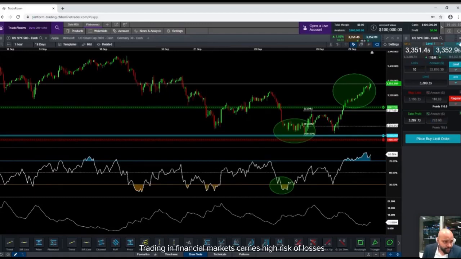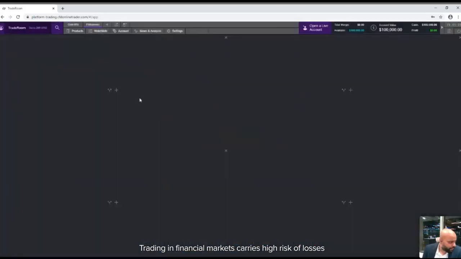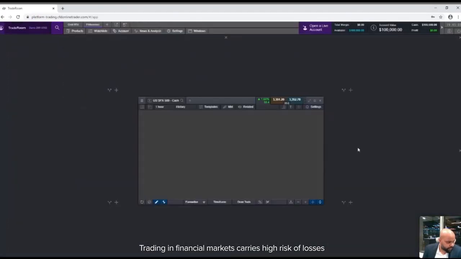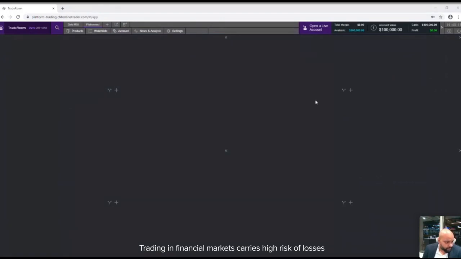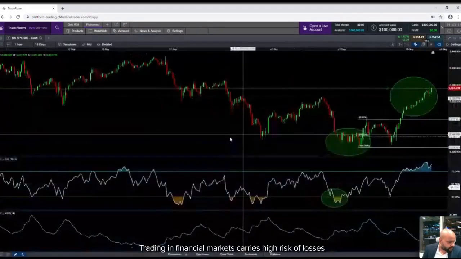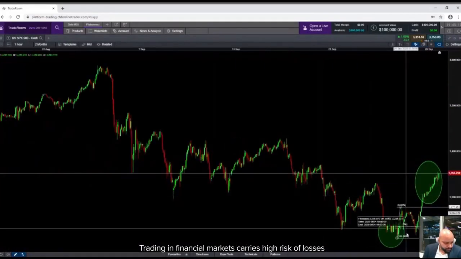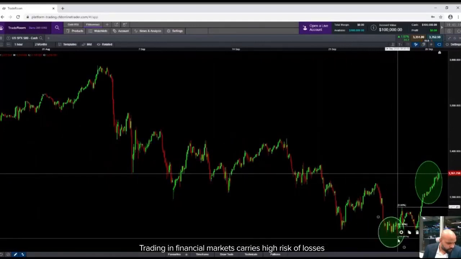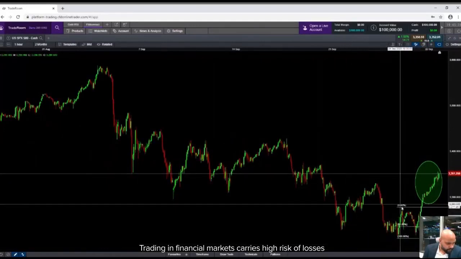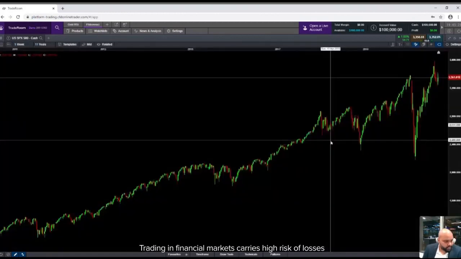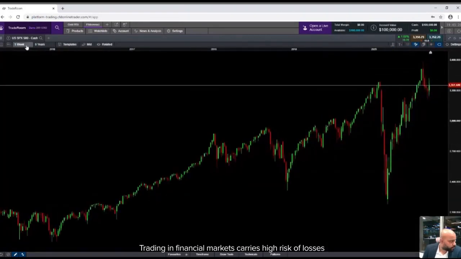Now let's look at Fibonacci. Let me show you Fibonacci on SPX. I'm just going to close RSI and the ATR. Let's look at a weekly chart on Fibonacci, or even a daily chart would do.